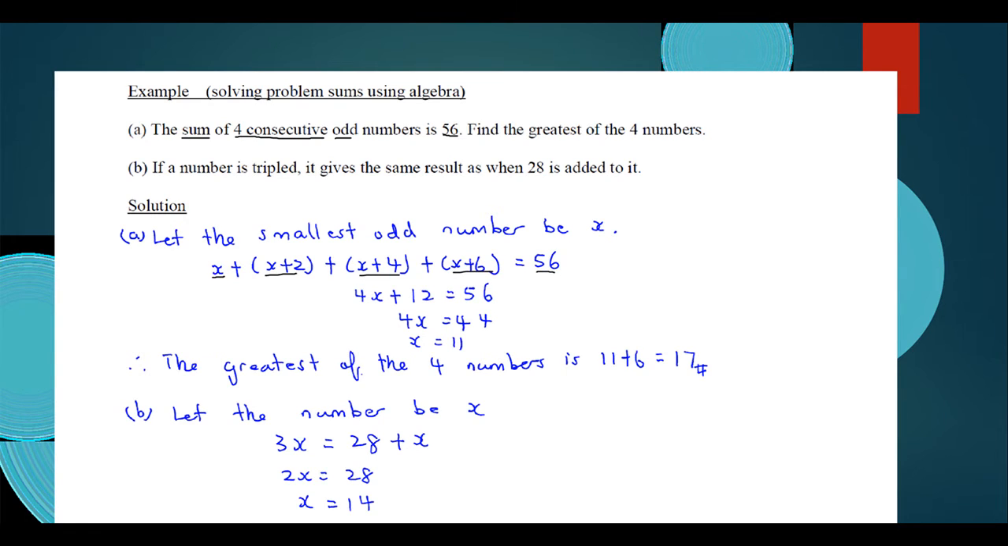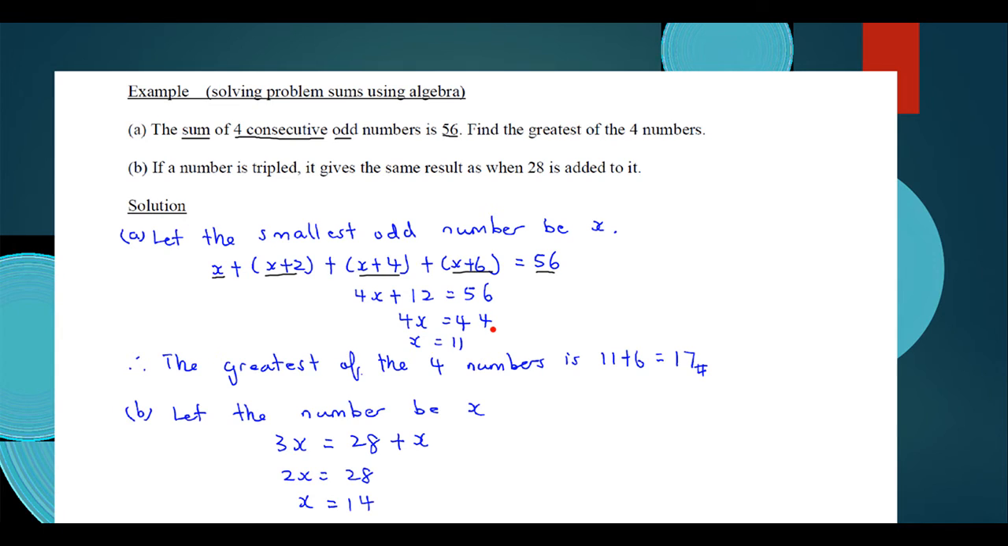So I simplify the left hand side of the equation. x plus x plus x plus x will give me 4x. Plus 2 plus 4 plus 6 plus 6 will give me plus 12, is equal to 56. So now I seek to solve for x. What can I do to the plus 12? I minus 12 on both sides. So I have plus 12 minus 12, that will give me 0, leaving me with 4x on the left hand side. 56 minus 12, that will give me 44.